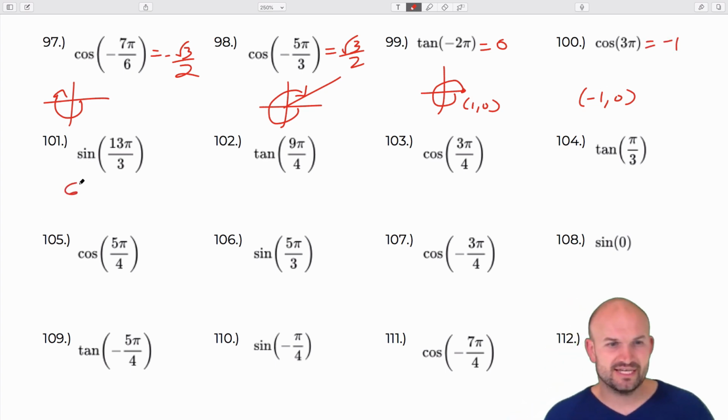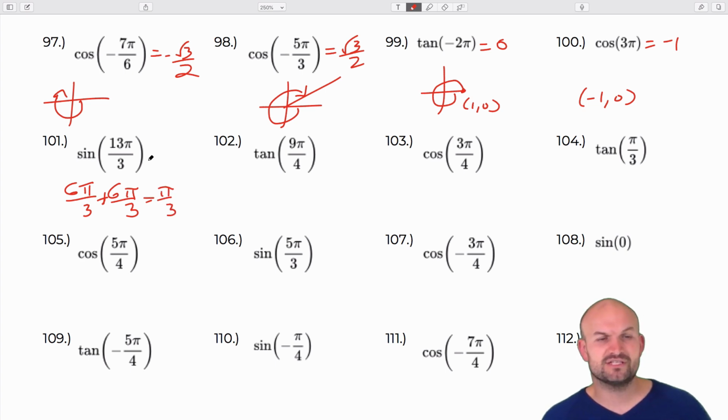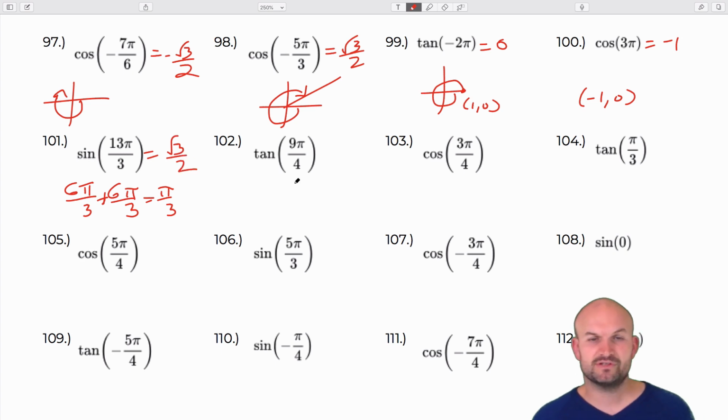13 pi over 6 is 2 revolutions. 6 pi over 3 plus 6 pi over 3 plus pi over 3. So the reference angle is pi over 3, just doing the sine, which would be in the first quadrant. So that's going to be square root of 3 over 2.